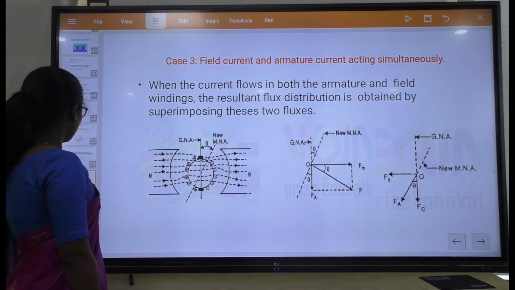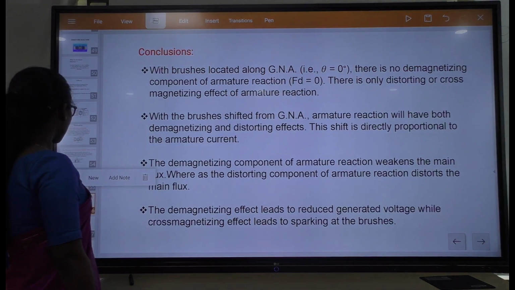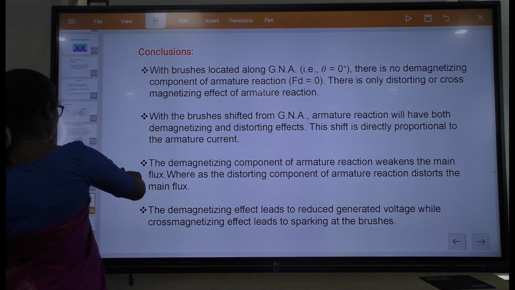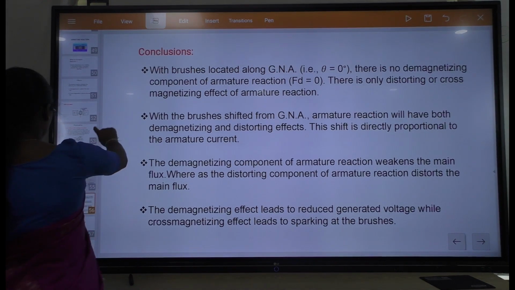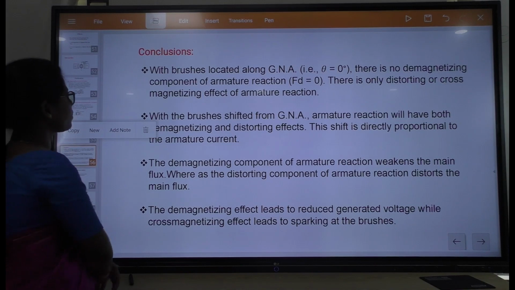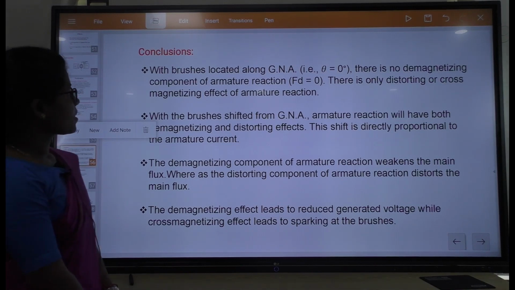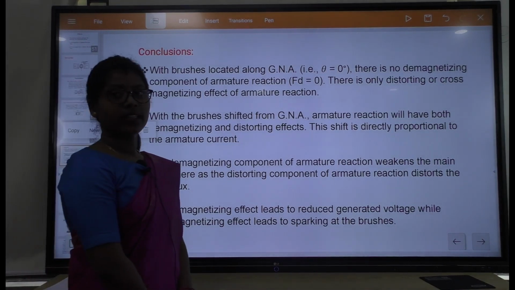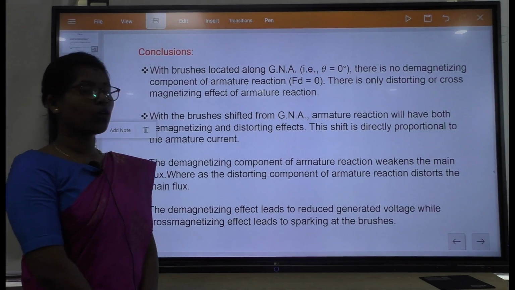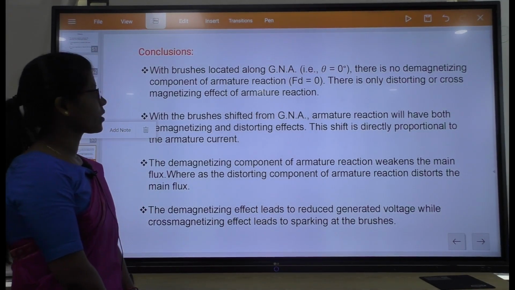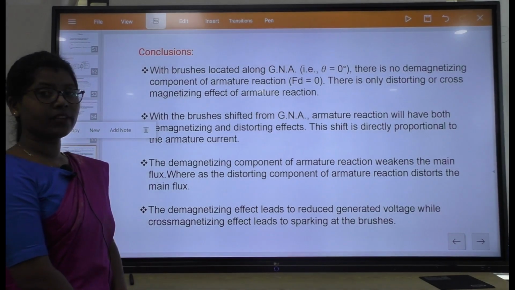Okay. So from this armature reaction we conclude that with brushes located along GNA, that is theta equal to 0 degree, in that case there is no demagnetizing component of armature reaction, that is FD equal to 0.